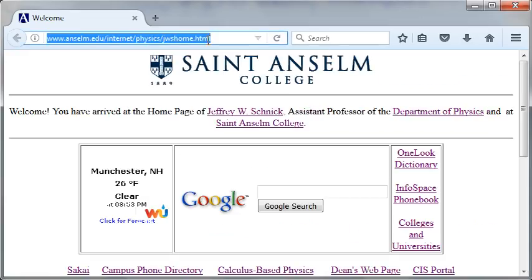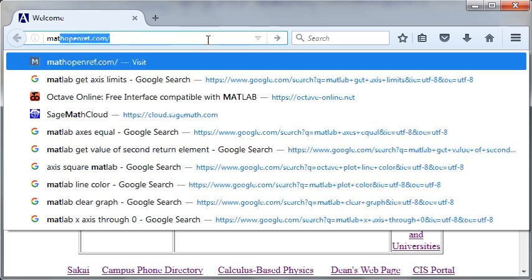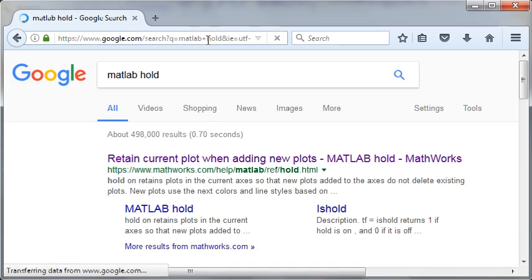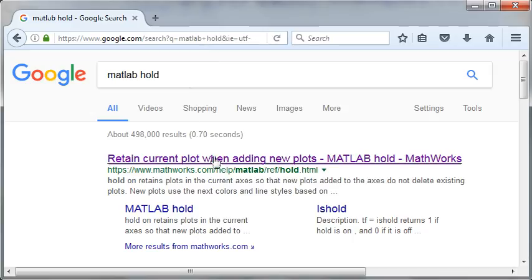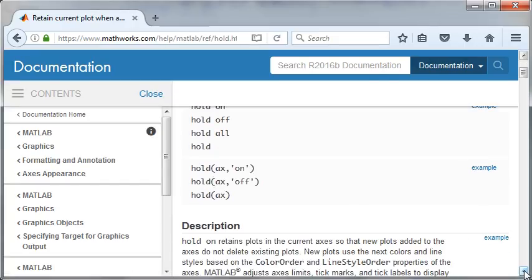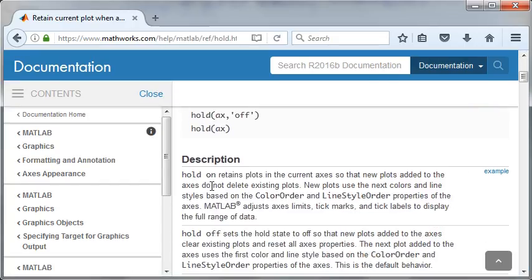So let's go to MATLAB hold. So it keeps it from retain current plot when adding new plots. That's just what I want to do. Yeah, hold on and then hold off. Hold on retains the plot. Hold off makes it so that if you create a new plot, it clears the old. So I'm going to go hold on.